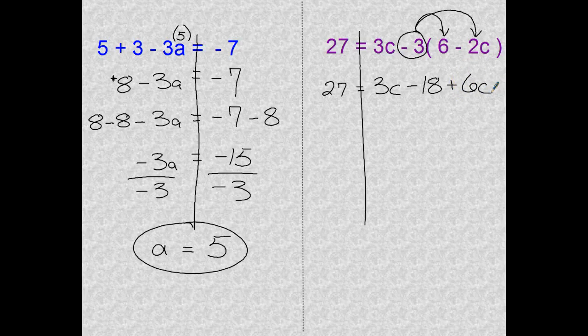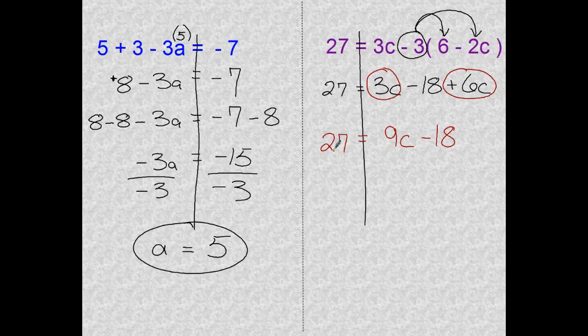Next step, making sure that we combine all like terms. Let's look at the right side for right now. I have a 3c and a +6c. Make sure you bring the sign in front of the terms. So +3c plus 6c is 9c. And now we have our basic two-step equation left over here.